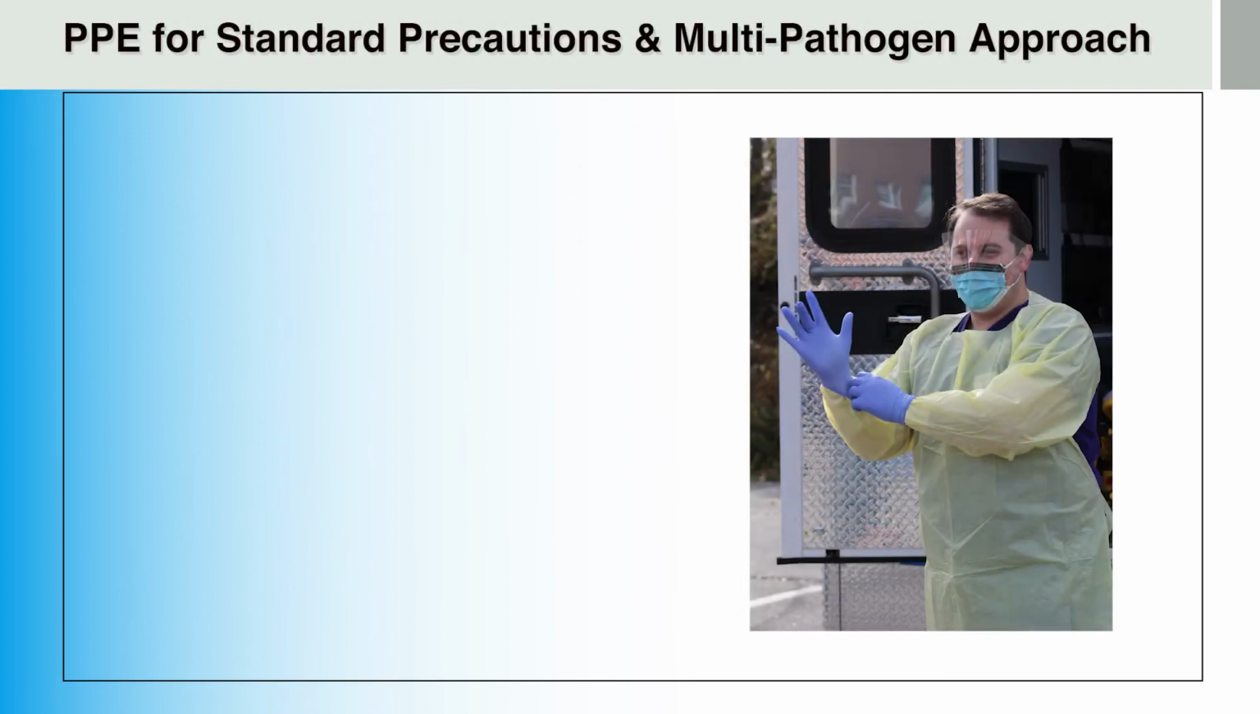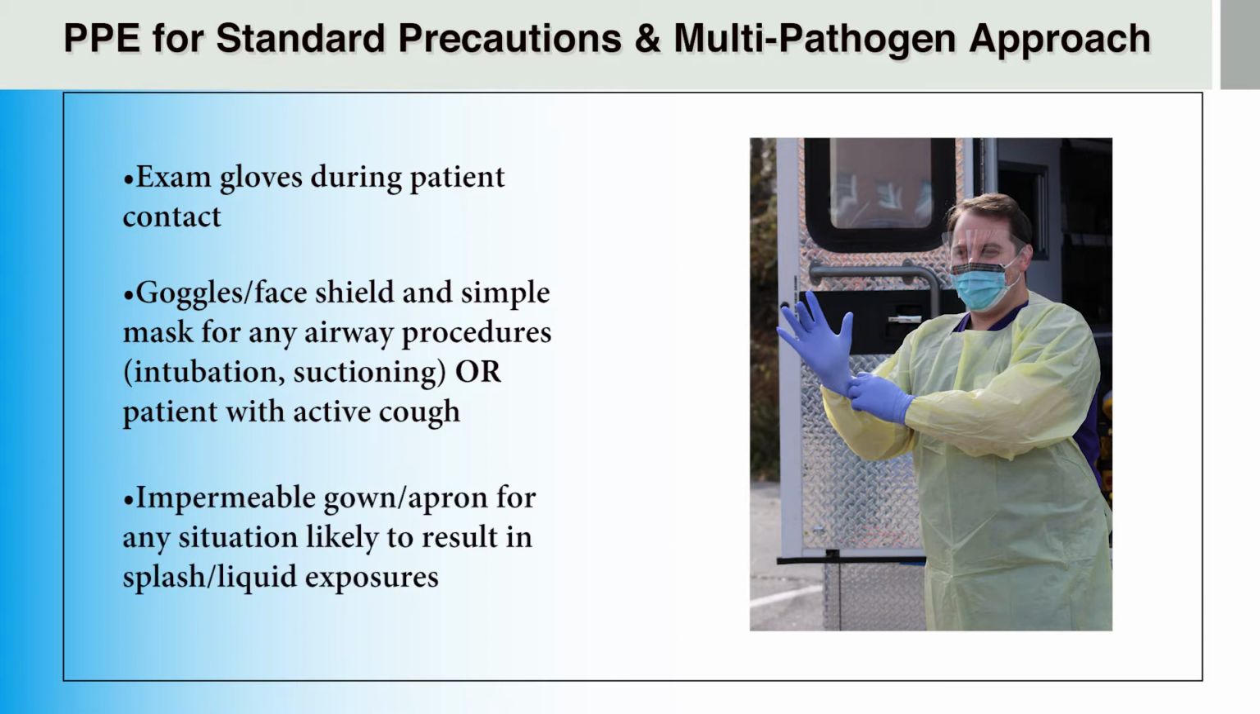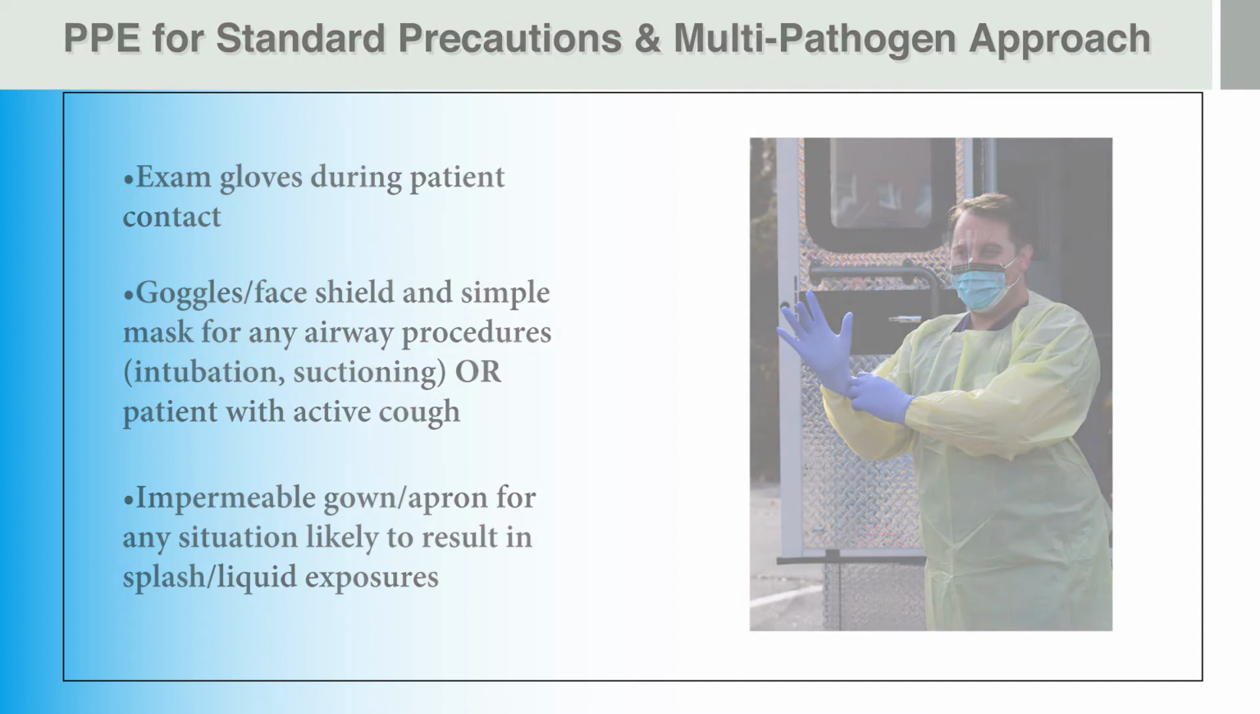PPE that should be used when implementing standard precautions include exam gloves to protect providers' hands from contamination, goggles or a face shield, and a surgical mask when performing airway procedures to protect the provider's eyes, nose, and mouth from airborne agents. An impermeable gown will protect a provider's skin and clothing from any situation that may result in splashing or exposure to contaminated blood or bodily fluids.